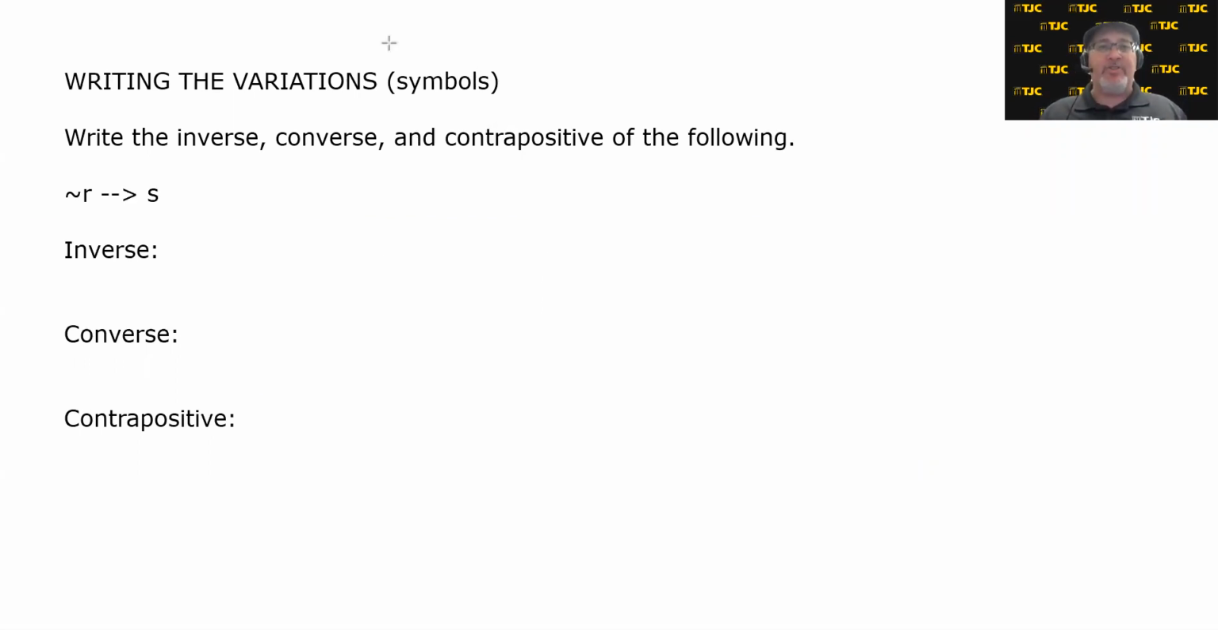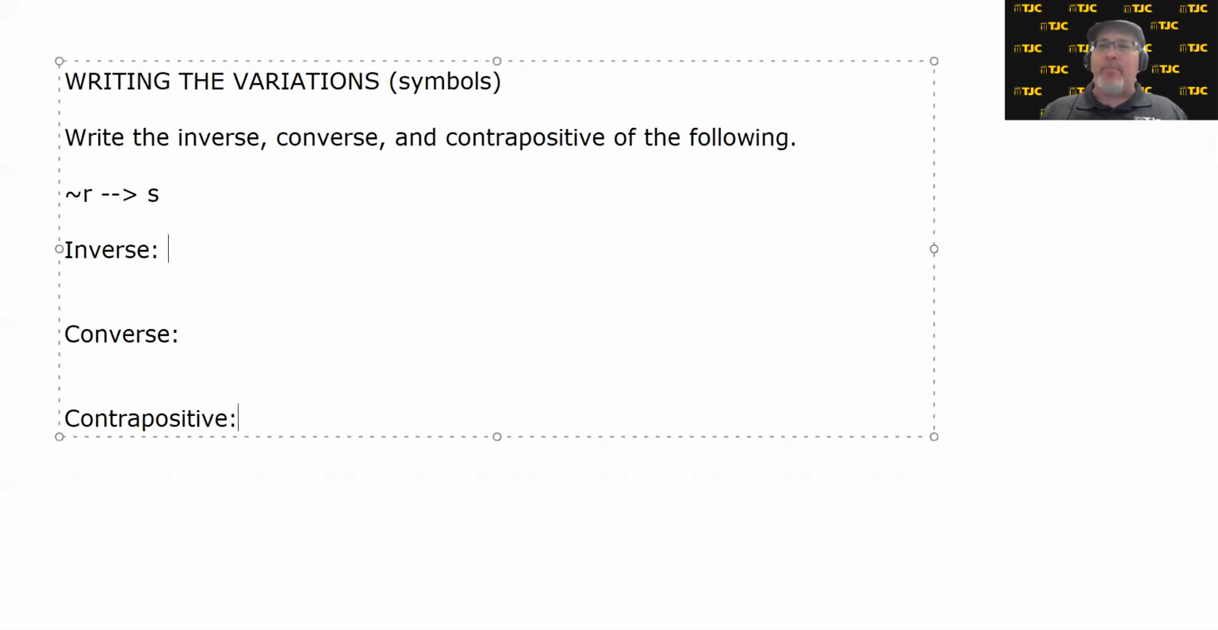And we can do the same thing in symbols. In symbols, it's actually pretty easy as long as you remember the actions. For the inverse, you negate each half. If our conditional is negation R pointing to S, what would it look like if we negated each half? Well, to negate a negation, you just take off the negation. And of course, we have to negate the S.